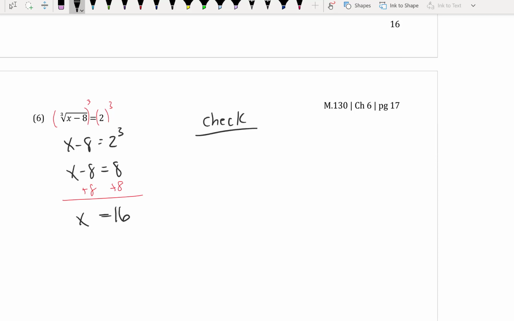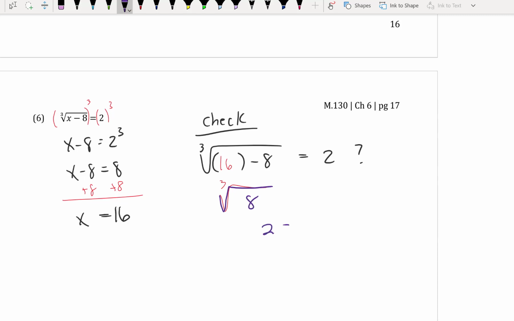And of course we have to check the solution. So I'm looking at the third root of x minus 8. Does it equal a positive 2? So the only answer I have there is a 16. So 16 minus 8 is going to give me an 8, and the third root of 8 is 2. So that works out very nicely. So x is equal to 16 is going to be my answer.